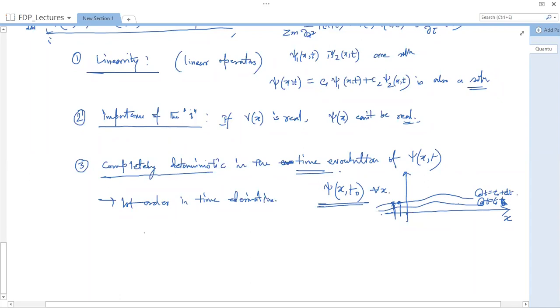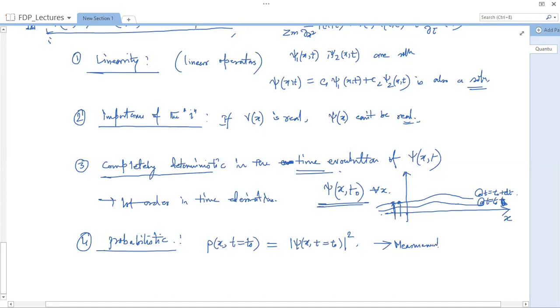So it's completely deterministic in time evolution, and the probabilistic nature only comes in through this probability density of finding the particle at a particular position. So this is the probabilistic nature at t equal to t naught, because we cannot tell where the particle will be. This is a measurement problem, related to the measurement postulate of quantum mechanics, and this is also known as the Copenhagen interpretation of quantum mechanics.